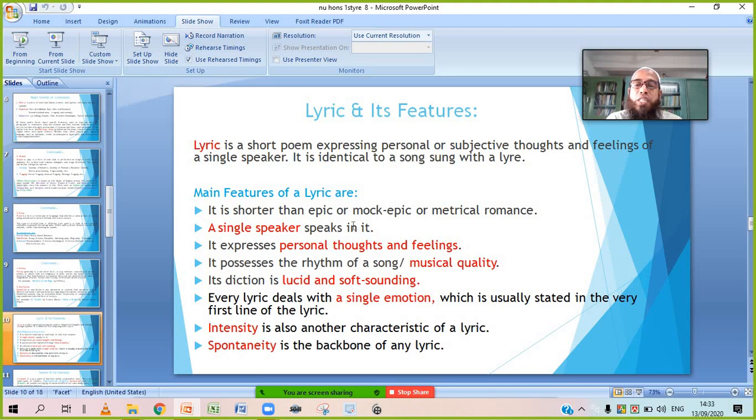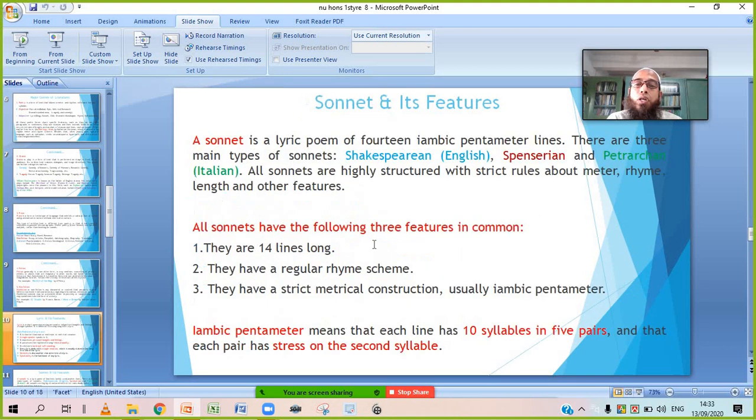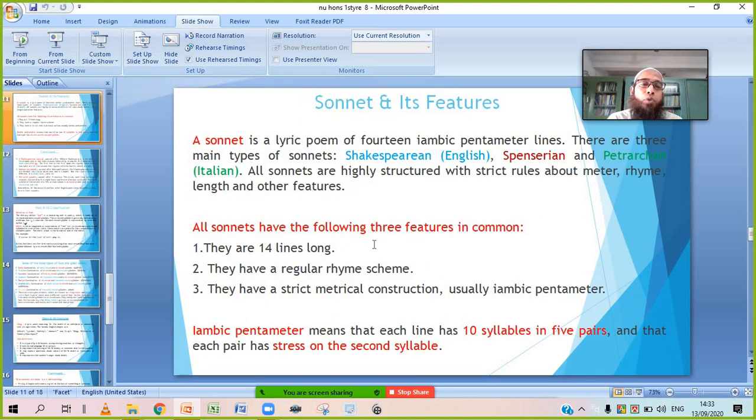These features you must learn, because if you are asked to evaluate a poem as a lyric, you have to look for these features in that poem. If you find these features in that poem, then you can say that it's a lyric. Okay. So now, what is a sonnet? Another important topic for your syllabus, part C. Sometimes you will be asked to evaluate a poem as a sonnet. So you must know what a sonnet is and its features, like a lyric.